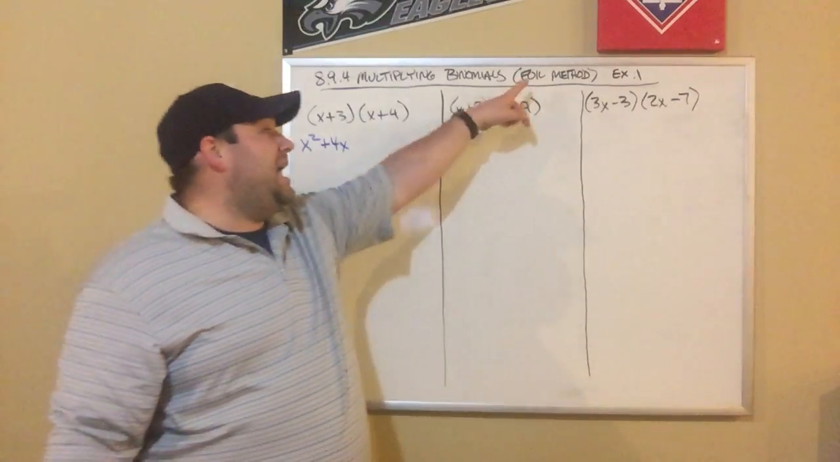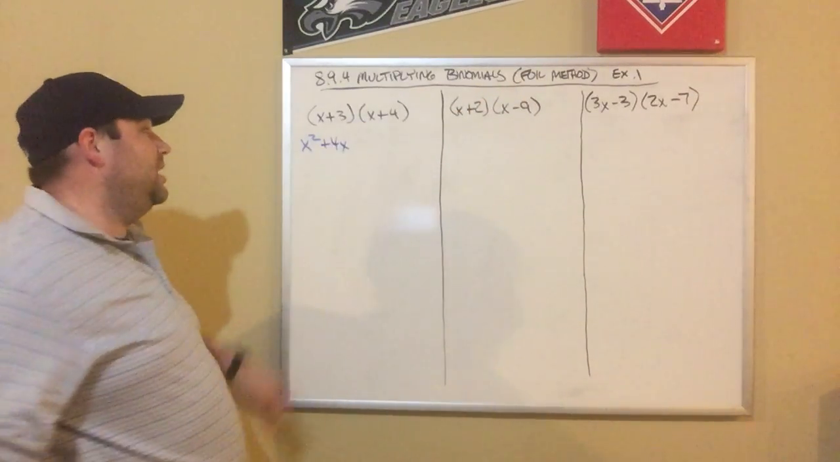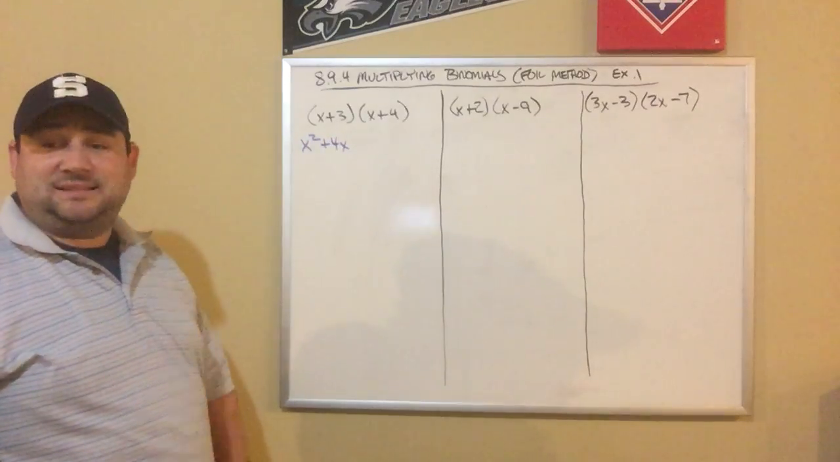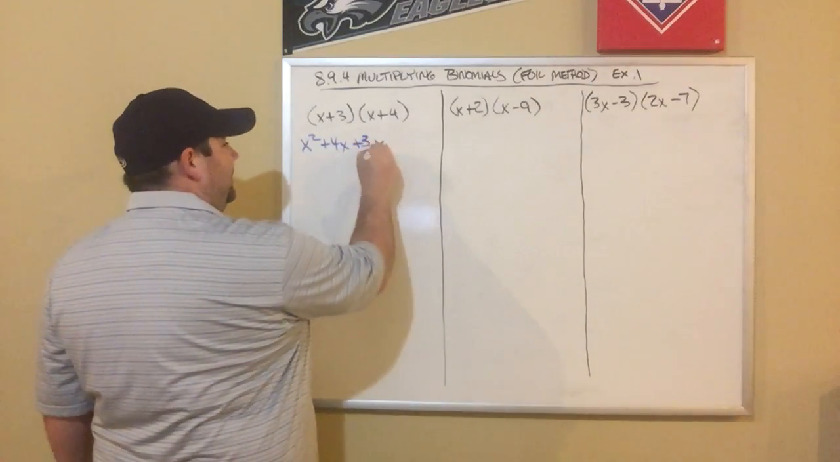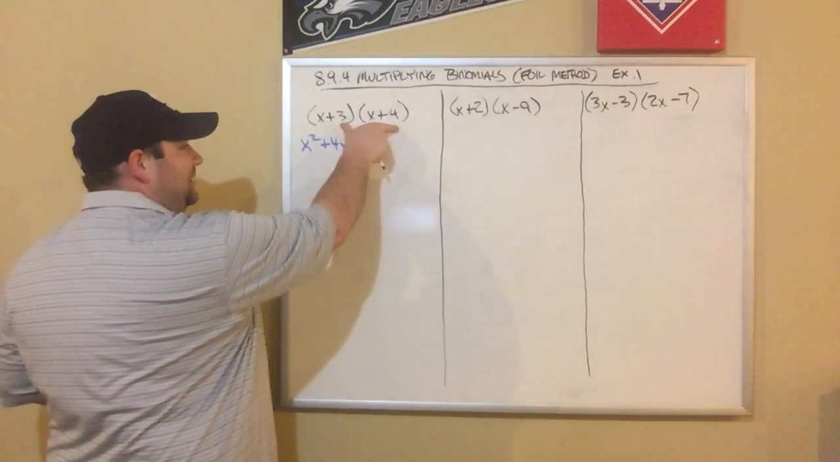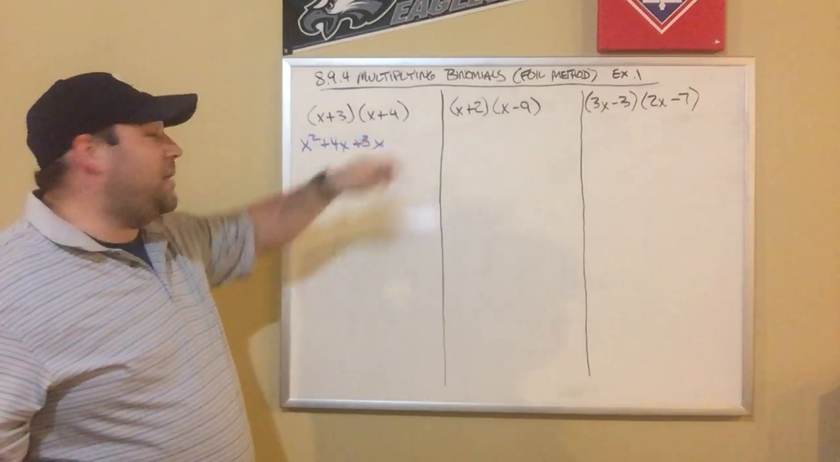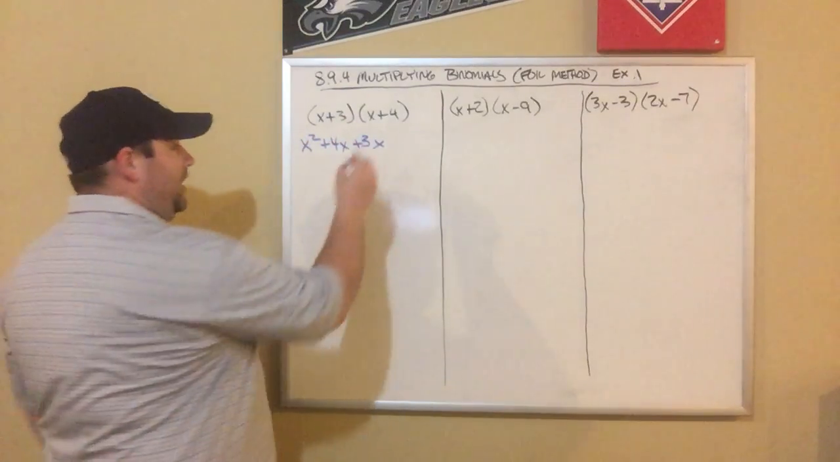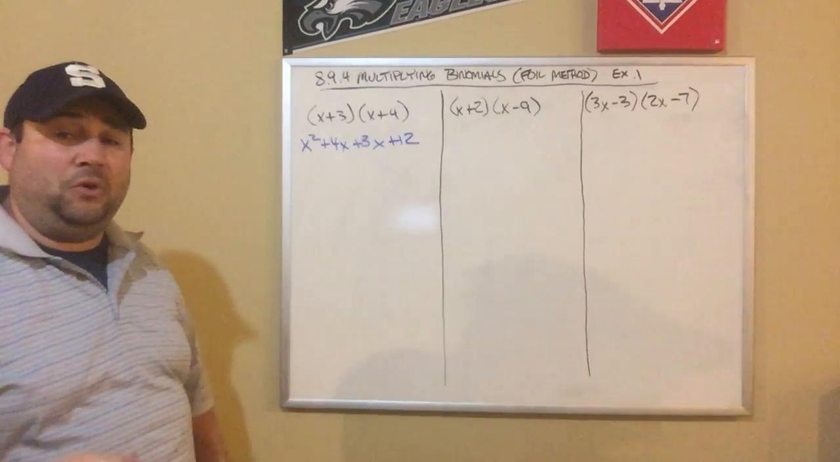Next, I've got I. I stands for inner. That's the two inside terms. I'm going to do positive 3 times x. That would be 3x, and it's positive, so I put plus 3x. And then finally, I've got L. L stands for last. I multiply the last term in each set of parentheses. Positive 3 times positive 4 is positive 12, so I put plus 12. And I have successfully done the FOIL method.